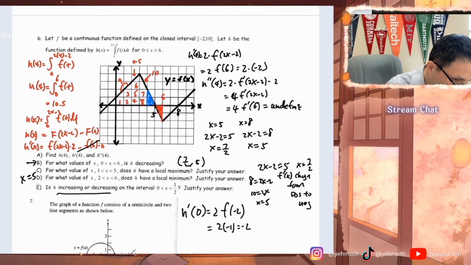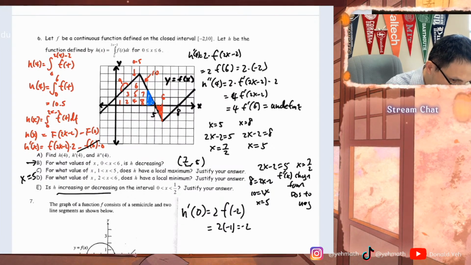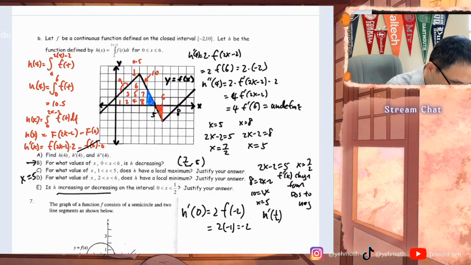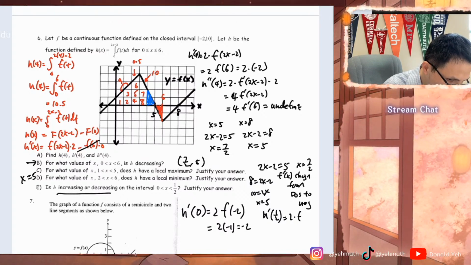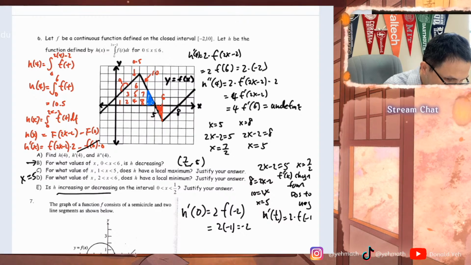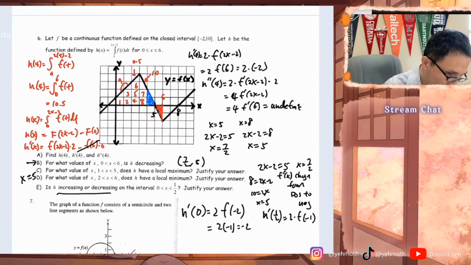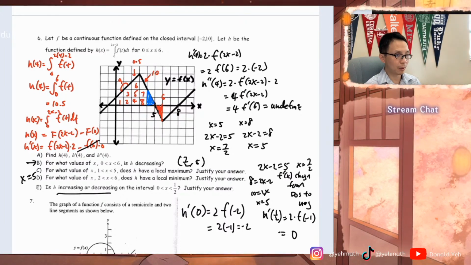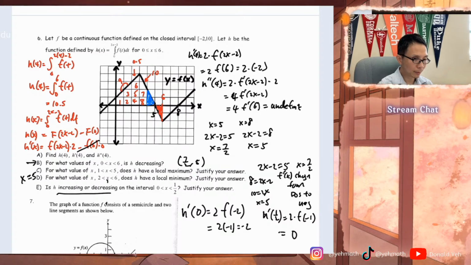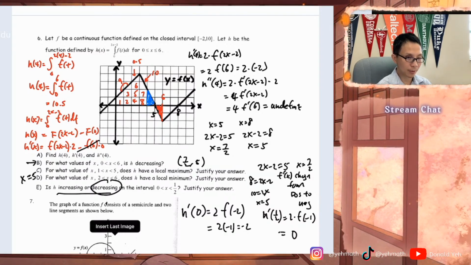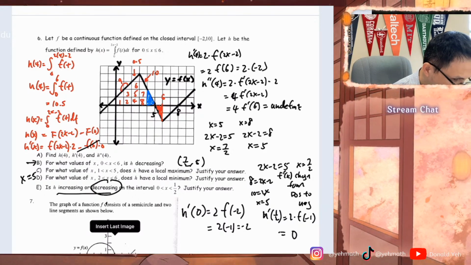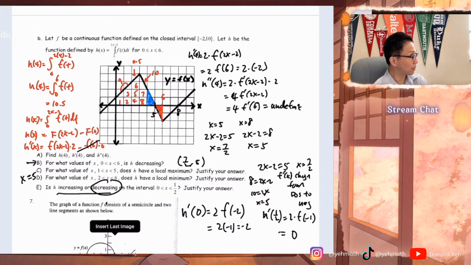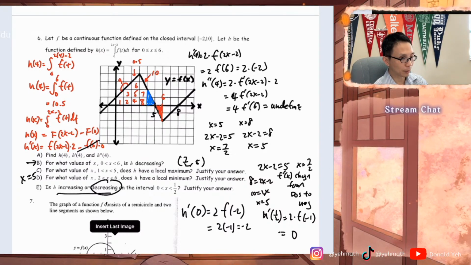If I plug in half, what am I going to get? That's going to be 2 times f of what? Negative 1? Because that's what you plug in. It's going to be 0. So the whole time it went from negative 2 to 0, so therefore it's decreasing. And that is the answer to come up with. Because you said h prime of x is negative in this region, and that's how you justify this particular question.